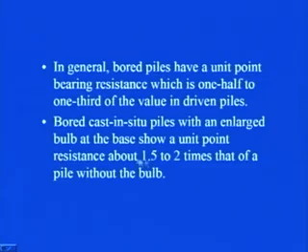So, obviously, if a bulb is there, it will result in larger point bearing resistance. If you compare the two cases, a pile with bulb and without bulb, then this much difference in the unit point resistance you can expect in the two cases, that is about 1.5 to 2 times that of pile without the bulb.